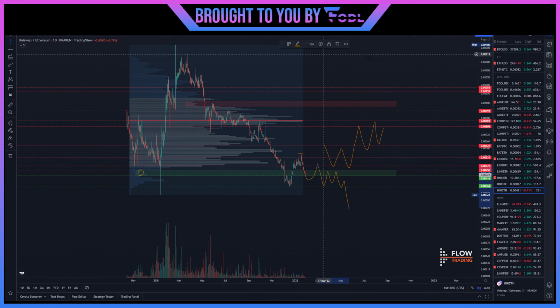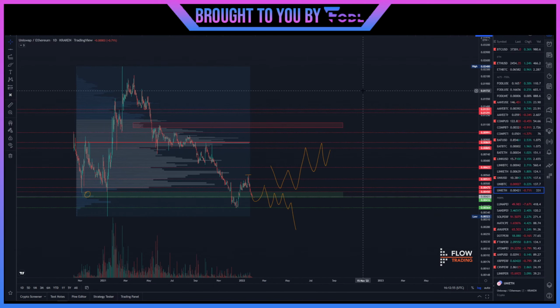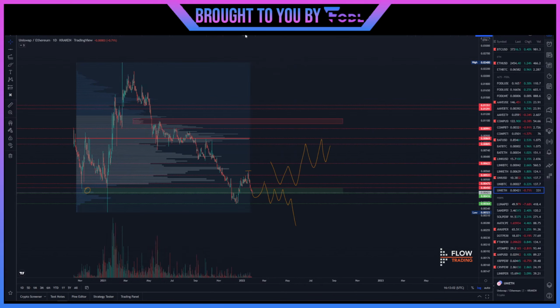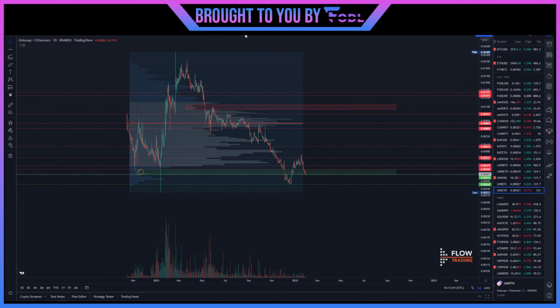None of these coins and none of this TA is valid at all unless Bitcoin is playing ball, because basically Bitcoin is the barometer, and all of these coins will go to shit if Bitcoin decides that it's going to go down. Okay, even if this looks really bullish, if Bitcoin decides to have a dump, this is going to follow suit. There's no two ways about it. So just keep an eye on that.